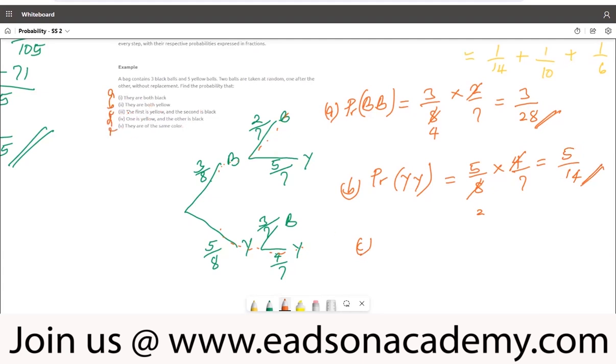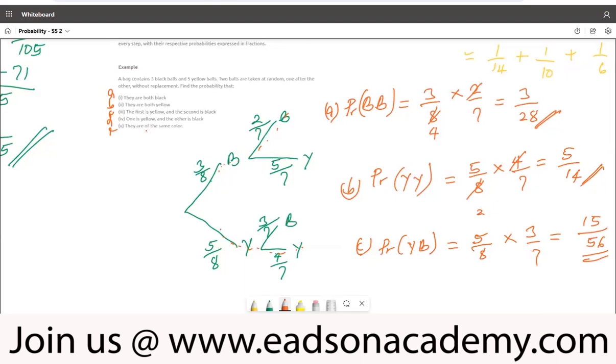Question C says, the first is yellow, the second is black. So you trace where do you have yellow and black? This one is black and yellow. This one is yellow and black. Okay, so this is the only place we have the first is yellow, the second is black. That is 5 over 8 times 3 over 7, which is 5 times 3 is 15, and 8 times 7, 56. 15 over 56. I don't think anything divides 15 and 56.